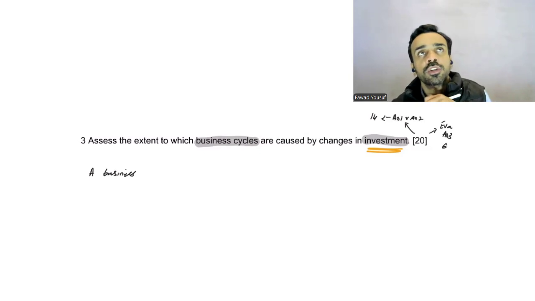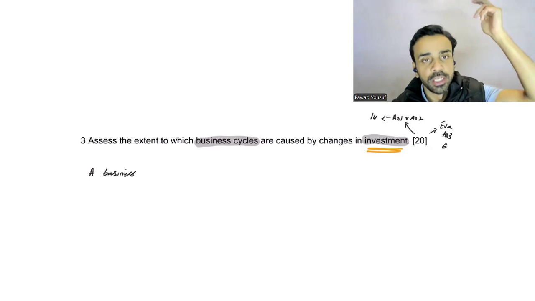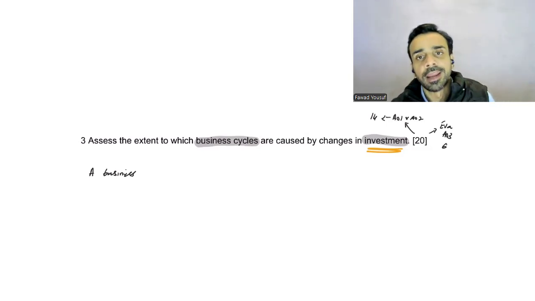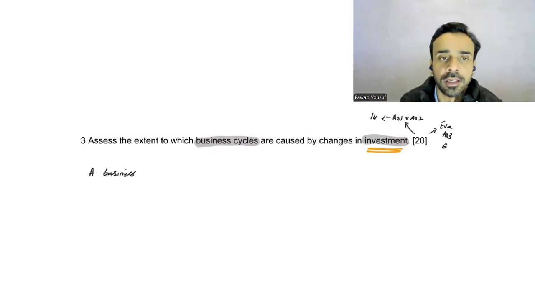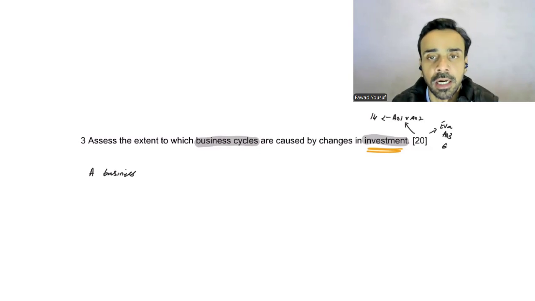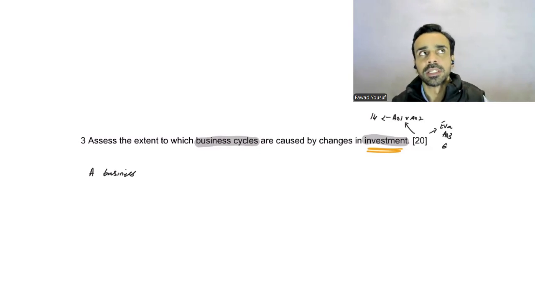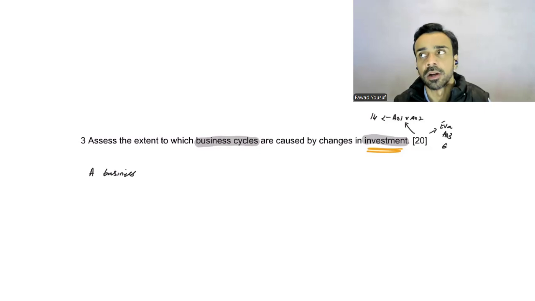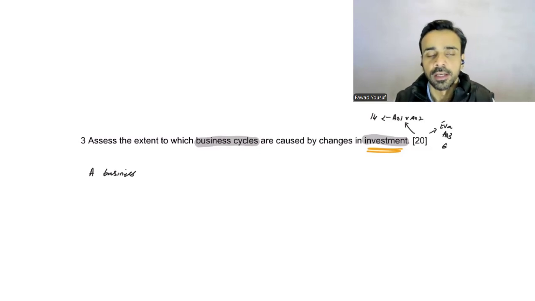And your level three will be about what can cause the business cycle to really go up and go down, which is the multiplier effect concept. And then in the end, for evaluation, we have to write about how investments may not cause business cycles, and maybe there are other things which cause business cycles to move. And investment is not the only thing.